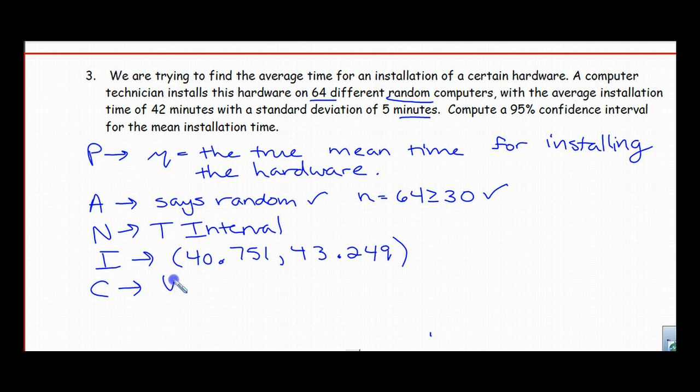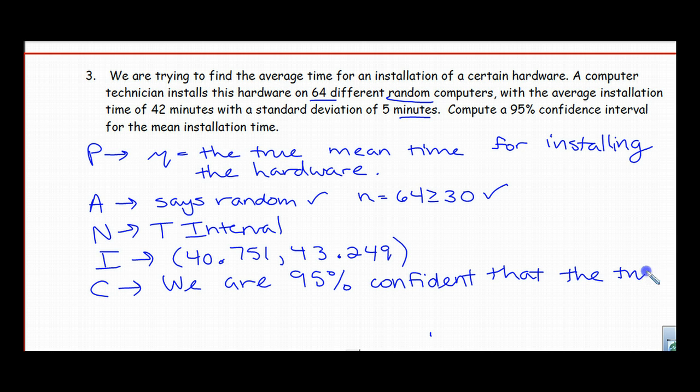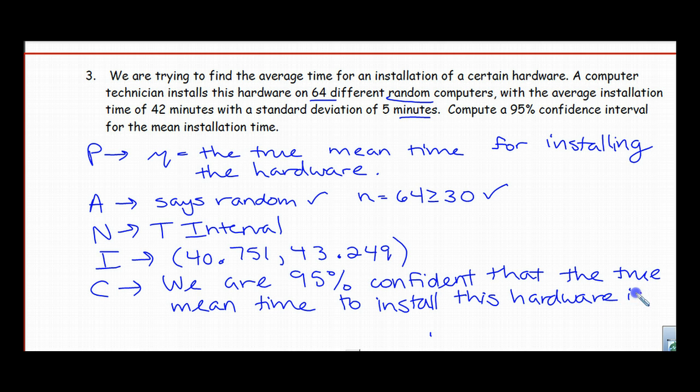So my conclusion: we are 95% confident that the true mean time to install this hardware is between, we'll round to 40.8 minutes, and 43.2 minutes.